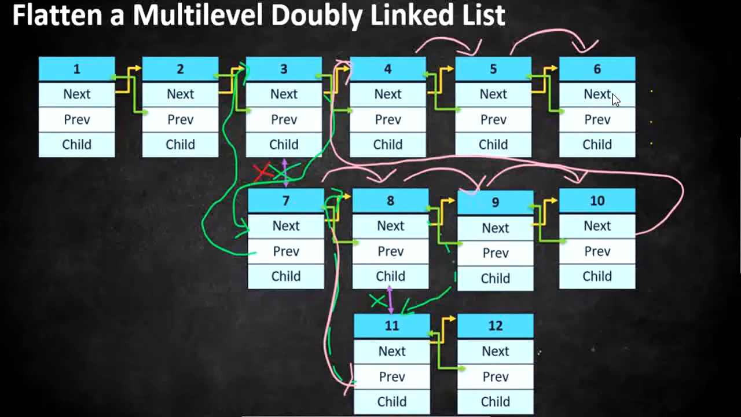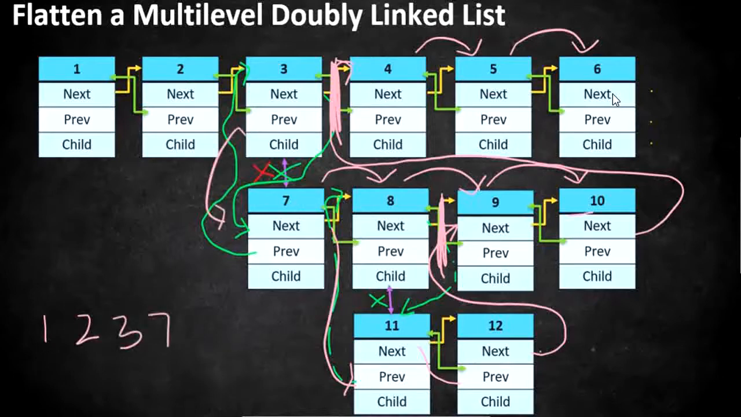Then 12 will be connected to what is next to 8. What is next to 8 is 9. So 12's next will be connected to 9, and 12's previous will still be 11, and 9's next will continue to connect to 10. But then the connection between 8 and 9 will be removed. In the same way, the connection between 3 and 4 will be removed. So it will become 1, 2, 3 and then 7 and then 8.